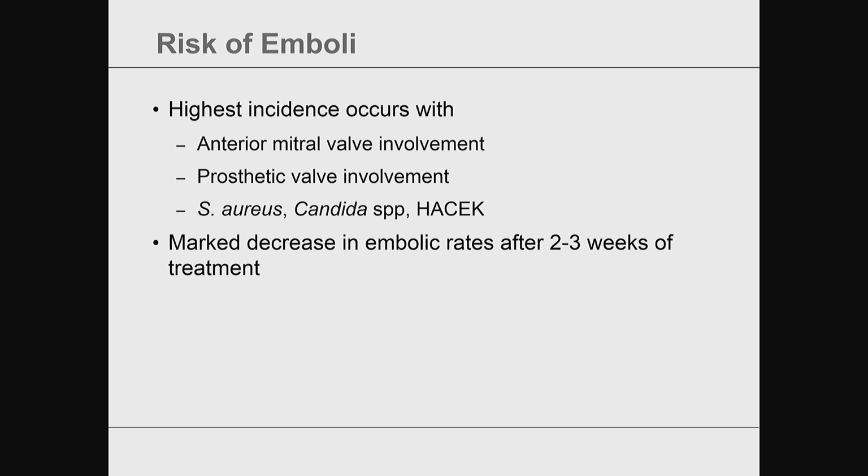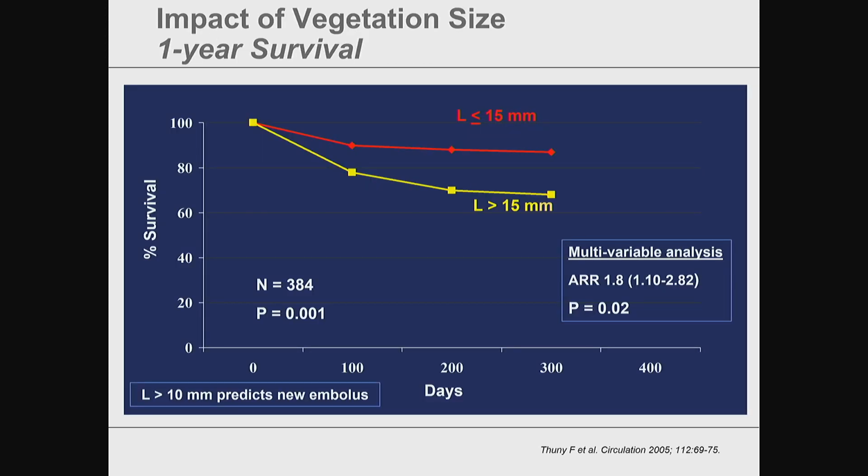It's important to note that there is a marked decrease in embolic rates that have been seen after 2 to 3 weeks of being on antibiotic treatment. Well, how does the size of the vegetation impact a patient's survival? The incidence of embolic events and death is still high in patients with infective endocarditis, and data about predictors of these 2 major complications have been conflicting in the literature.